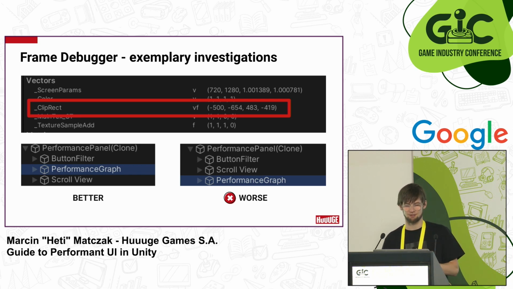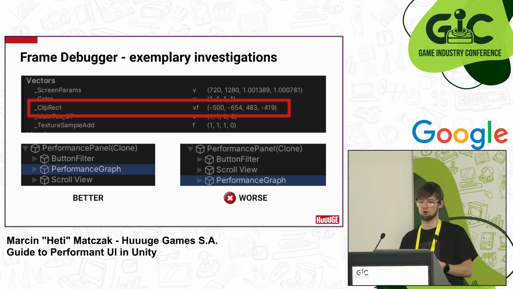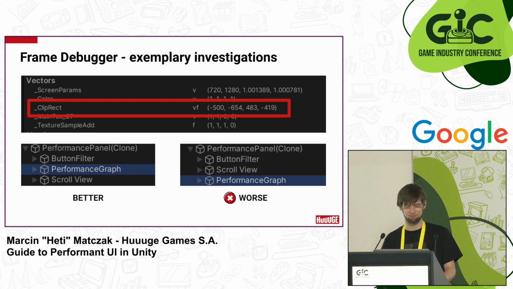And how does Unity decide when it changes the clip rect? Well, it decides on the order in the hierarchy. So simply trying to force Unity to draw non-masked objects first did the trick for me and made this tool even more performant.